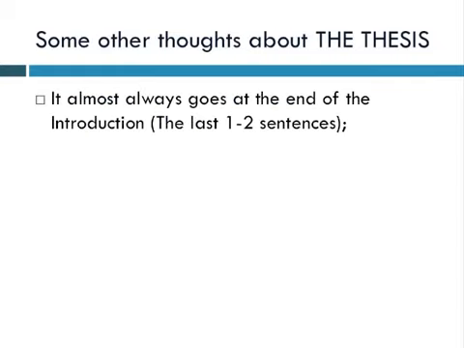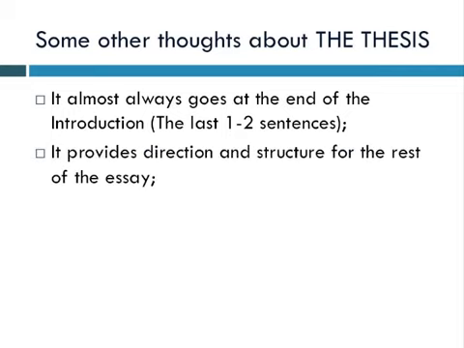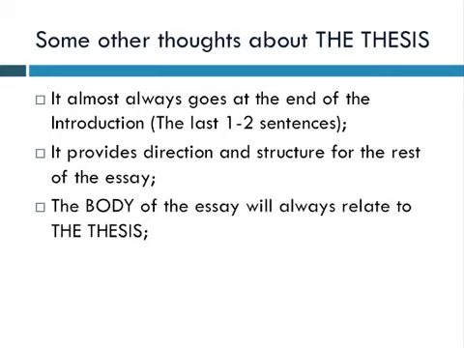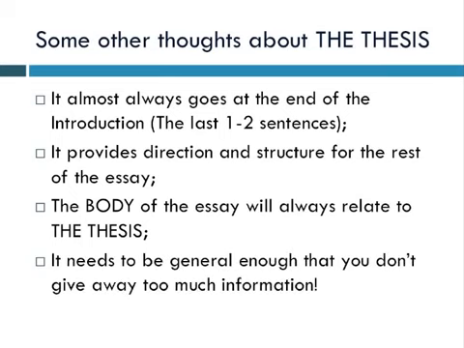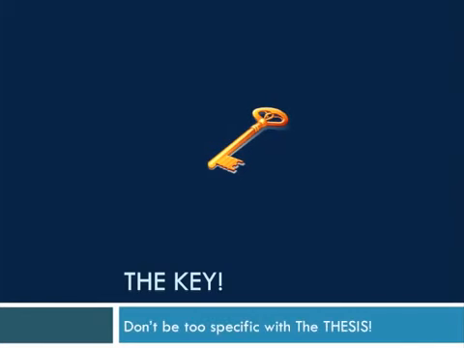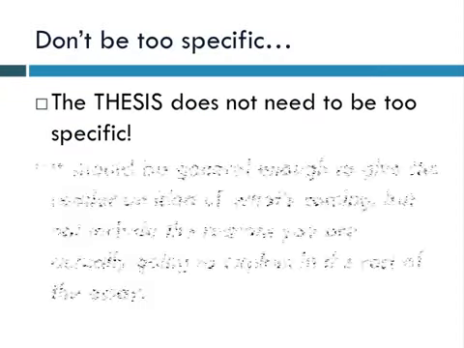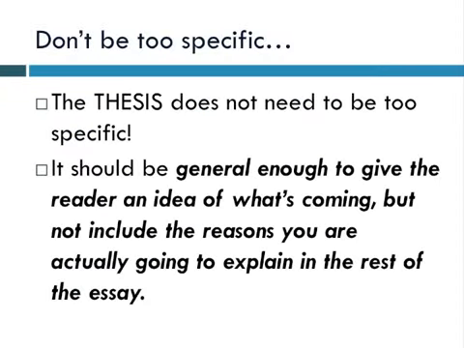Now again, the thesis, as we said, is almost always at the end of the introduction, usually the last one or two sentences. It helps provide direction and even suggests a structure for the rest of the essay. And notice how the body of the essay will almost always relate to the thesis. But one key thing we recalled is that it needs to be general enough that you don't give away too much information. So again, our key to think about with the thesis is we don't want to be too specific. The idea, of course, is that it needs to be general enough to give the reader an idea of what's coming, but not necessarily include the actual reasons you're going to use to explain the rest of the essay.